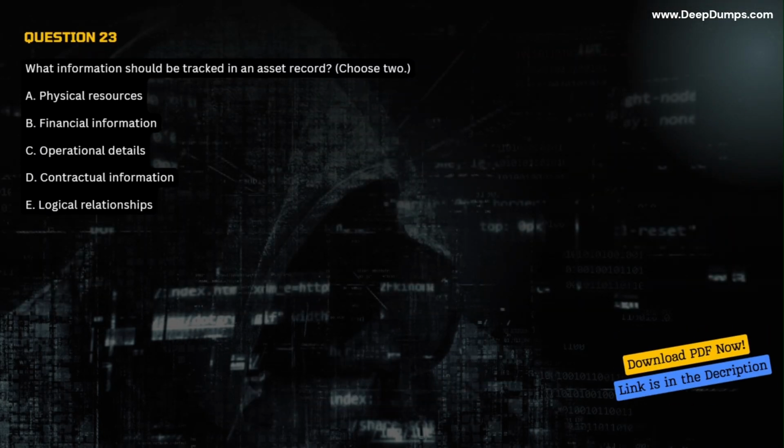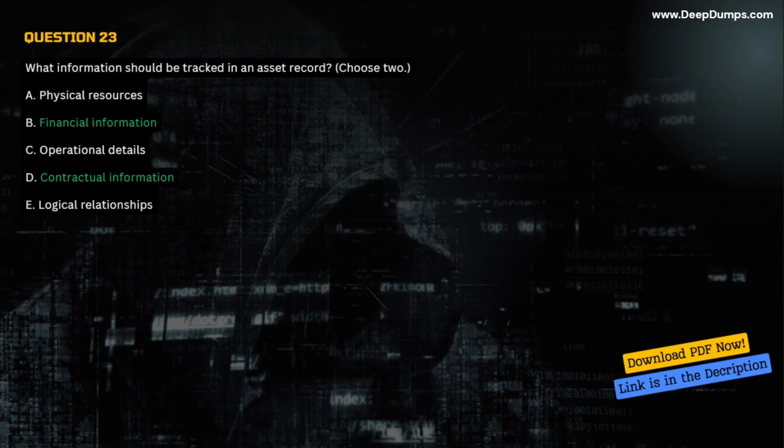Question 23. What information should be tracked in an asset record? Choose 2. A. Physical resources. B. Financial information. C. Operational details. D. Contractual information. E. Logical relationships.